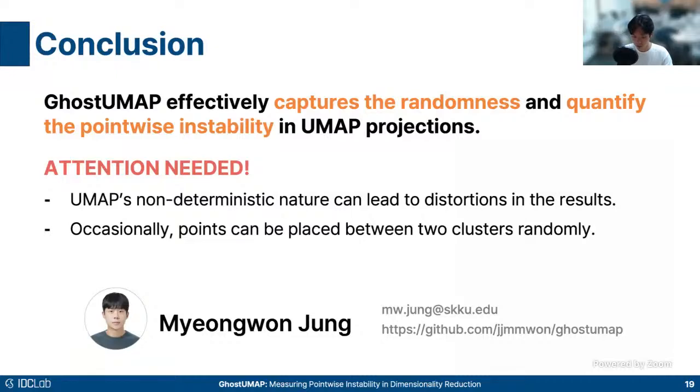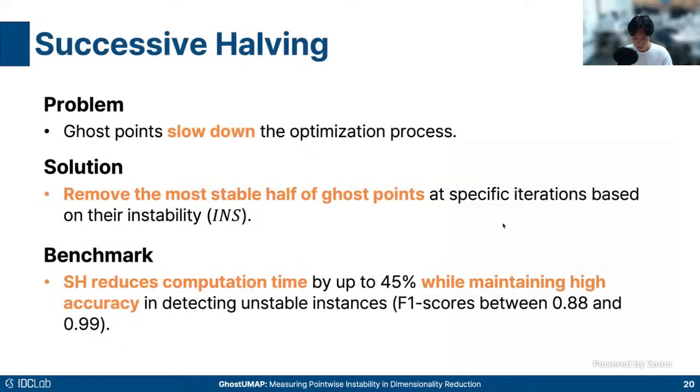Thank you for the great question. The way we manage the increased computation time is to adopt a successive halving technique. Successive halving works by calculating the instability of each point at certain iterations and then removing the most stable half of the ghost points. It allows us to focus only on the most unstable ones and reduce computation time by up to 45% while maintaining high accuracy.